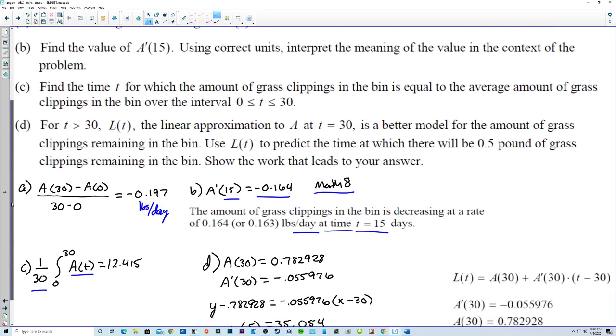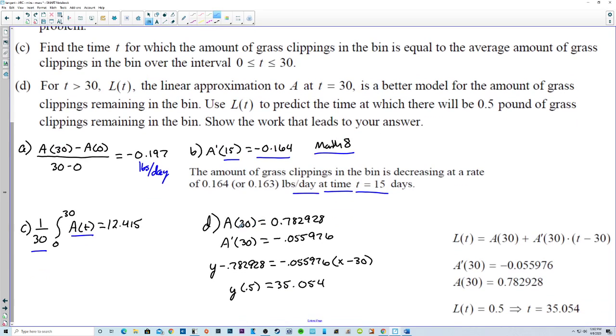Show the work that leads to your answer. So if we're going to find the tangent line, we need a point. So we have this as the point. Our slope, here's the slope. Here is the equation. So if we're going to put 0.5 in for x, we're going to subtract 30, multiply by that number, add that number, you get 35.054.